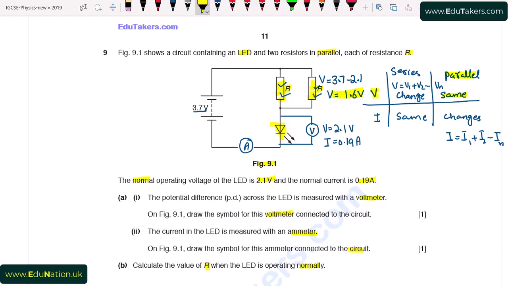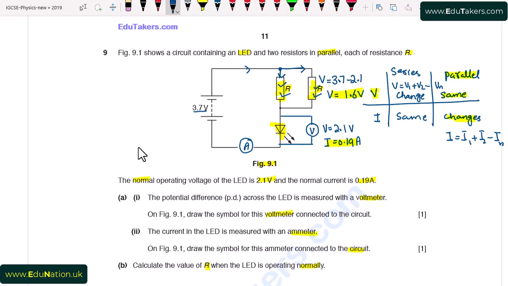Second, we have to know about the current. We see here that the total current across the LED is 0.19 ampere. It means that this current is passing through the whole circuit. And here we can see that in the parallel combination current changes. It means that when this current passes through the circuit, then at that point it divides into two. It may come in this direction or in this direction. So across both of these resistors, the value of current changes and it is different.